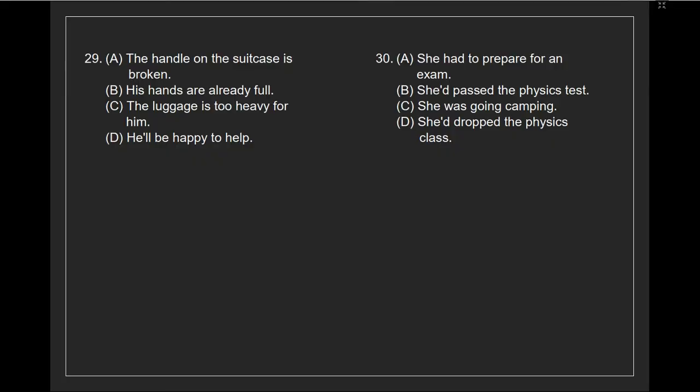Number 29. Brian, could you handle this suitcase too? How many hands do you think I have? What does Brian mean?